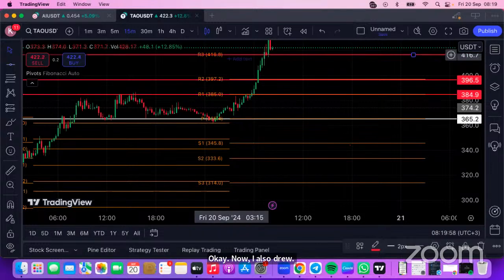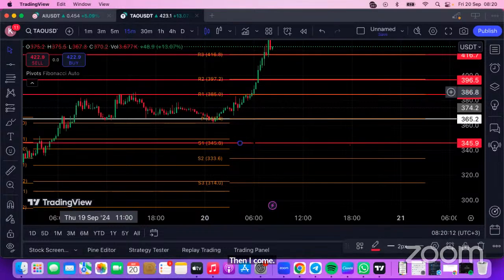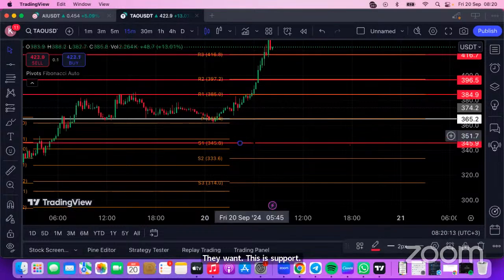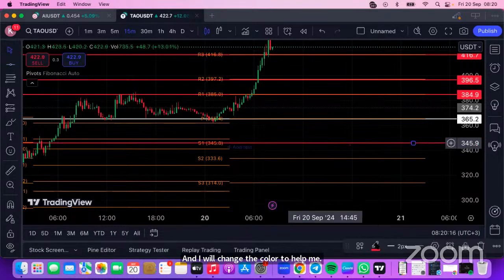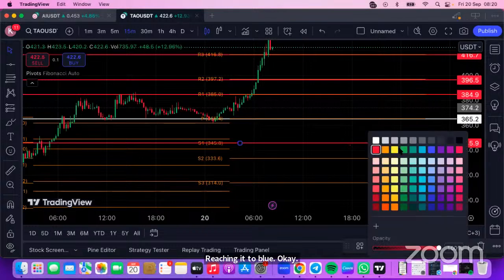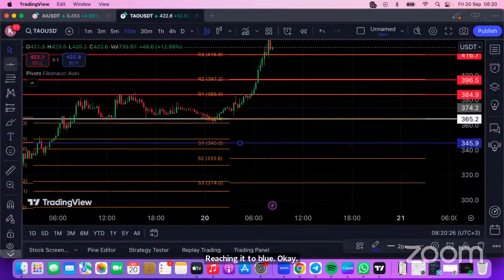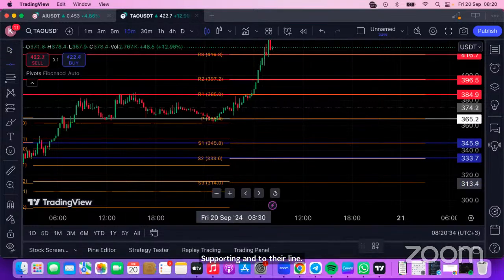So above the white line, this is the pivot. Above the white line, those are resistance lines. Then I come with the pivot. The pivot, this is support. And I will change the color to help me read my chart very well. So I will tap on it, then the color will tap down. Let me change it to what? To blue. Okay. To blue. Then I draw support. I draw a line. Okay. Then I draw resistance 3. Then I draw the line.